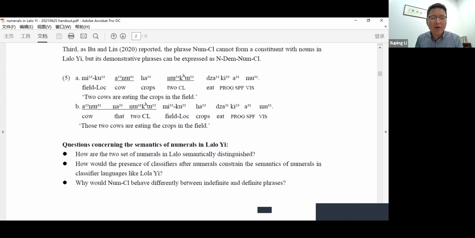The first one is how these two sets of numerals can be semantically distinguished. What's the line of division? And the second one is how the presence of classifiers affects numerals, which means how the presence of classifiers constrains the semantics of numerals in classifier languages. Actually, it's a question for classifier languages in general, not just for Lalo Yi. The last question is why numerals behave differently in indefinite and definite phrases.